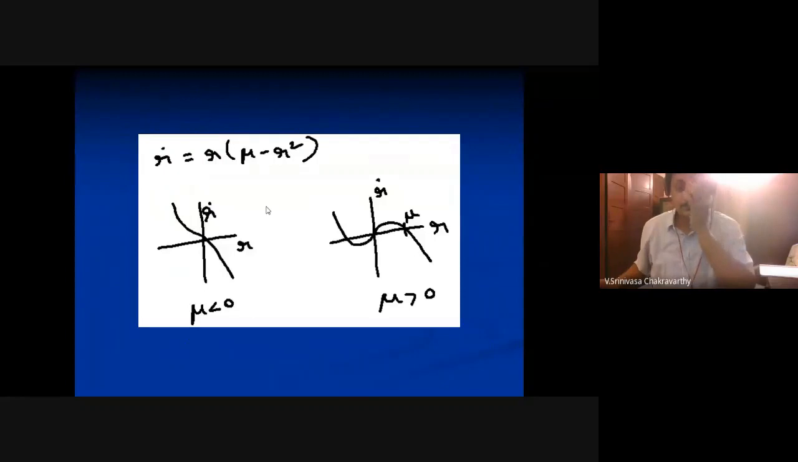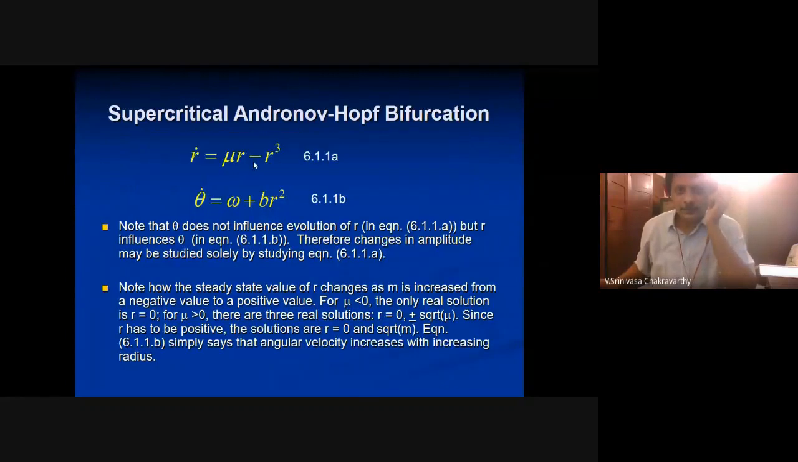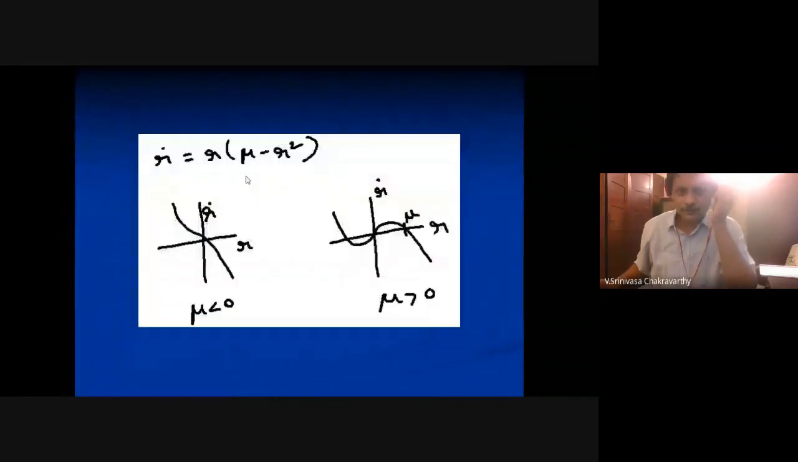So the first equation is very similar. Here it is r dot equals r times mu minus r square, so that it looks like this. You can see that for mu less than 0, there's only one real root, which is at r equals 0. The other roots are imaginary, so you cannot show them in the graph, right? So the graph of r dot versus r looks like this. This point will be a stable point, and so no matter where you start from, r goes to 0. So there's no oscillation, right?